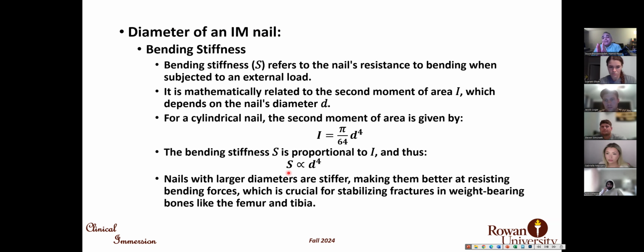And if you increase the nail diameter to 5, it will be much higher, and so on. That is why we want to use larger diameter nails as much as possible, not the largest nail. You will see later we have some limitations. But if we can use a larger diameter, considering those limitations, it gives us a better bending stiffness.